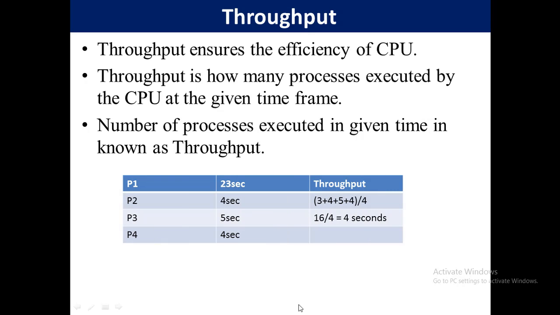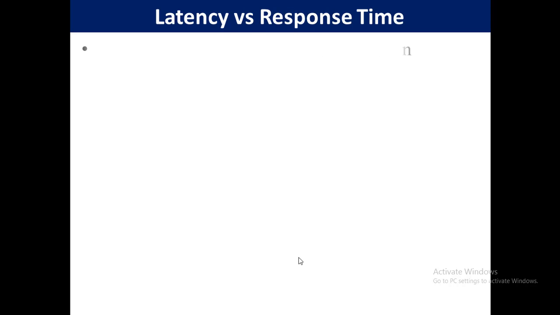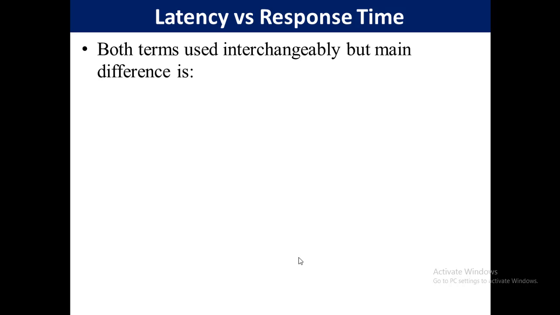For example, if we have 4 different processes, 4 different tasks, the first process consumes 3 seconds, the second process consumes 4 seconds, the third process consumes 5 seconds, while the fourth process is completed in 4 seconds. So, how much time is consumed by each process? 3 plus 4 plus 5 plus 4 and then divided by 4. So, the average is 4 seconds, meaning each process consumes 4 seconds to complete its task. This is throughput.